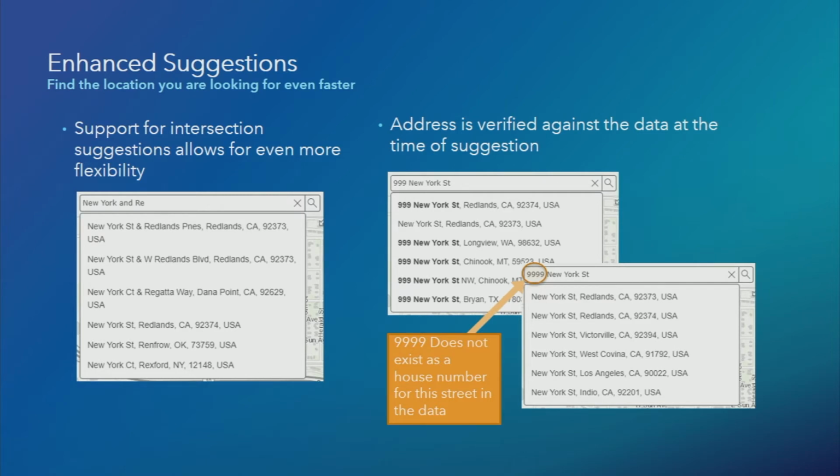You can see in the second example, which I've highlighted, when I type an additional number, it now becomes 9,999.